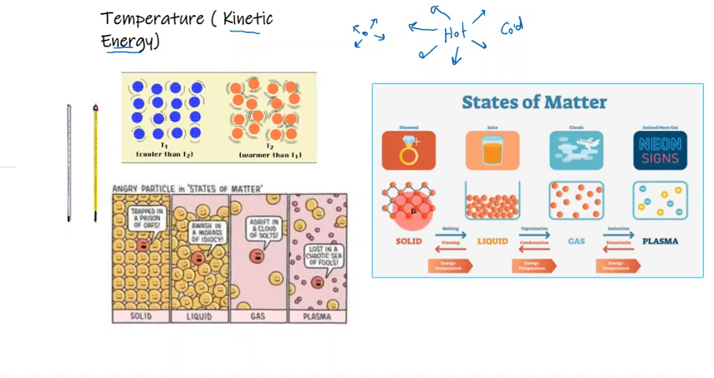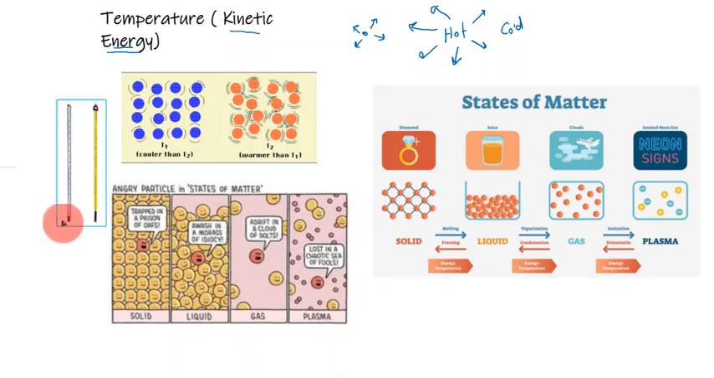And then the reverse happens as well. So if you take a plasma and you take away the heat, it'll turn into a gas. And then if you take that gas and you take away the heat, it will condense into a liquid. And then if you take away more of the heat and cool it down, it'll freeze into a solid. Okay, so basically matter interacts with heat energy in this way. So when you're thinking about temperature and when you're measuring temperature, that's what you're measuring.